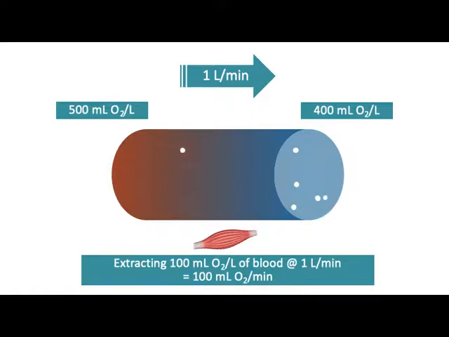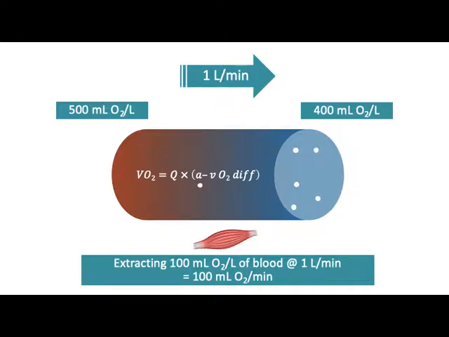I'm taking out 100 mils of blood. It's traveling at 1 liter per minute. Therefore, VO2 is 100 mils of oxygen per minute. You would sub those numbers right into this equation. We're solving for VO2 in this case. I think that's pretty straightforward.